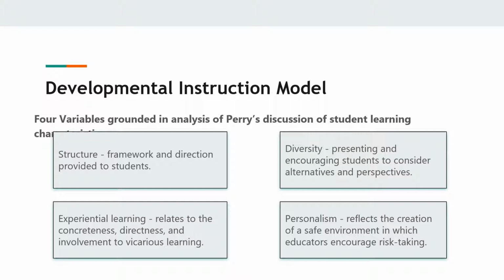The next variable is diversity. Diversity has to do with presenting and encouraging students to consider alternatives and perspectives. Diversity is introduced in different ways and shows up later in Perry's model.